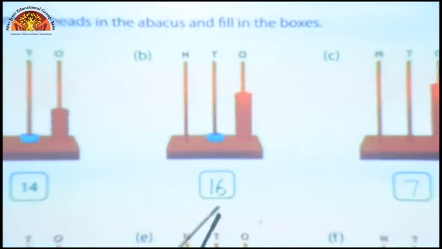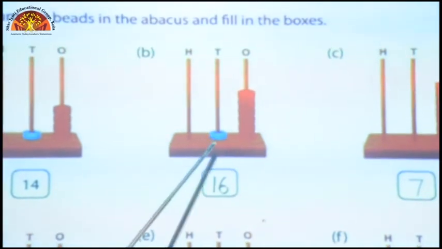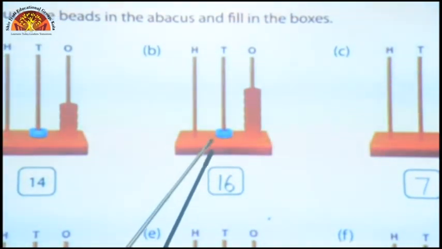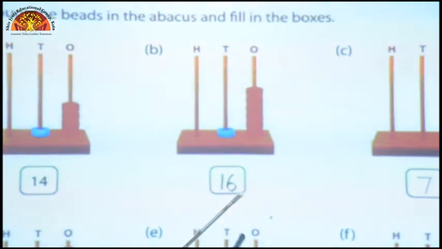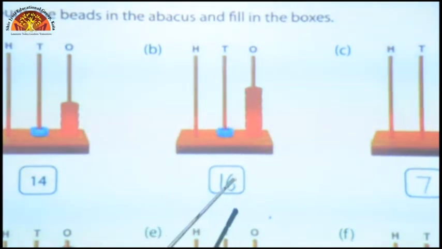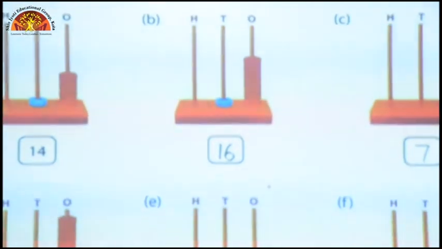So, we will write 6 at ones place. And how many beads are here at tens place? 1 bead is at tens place. So, we will write 1 at tens place. What number is here? 16. Now, you can understand how we will make the number using abacus.